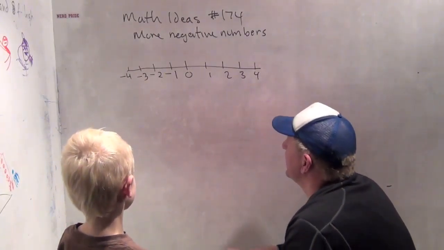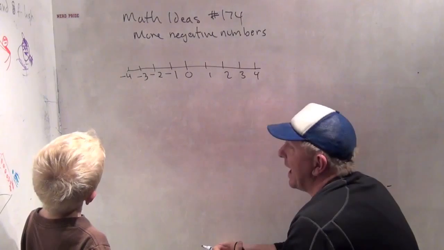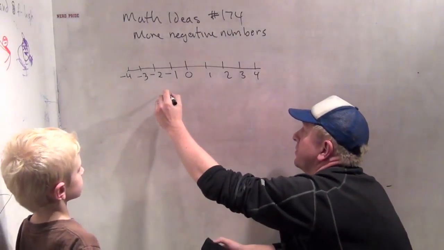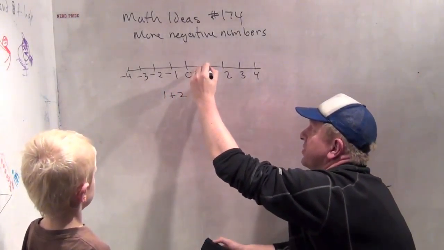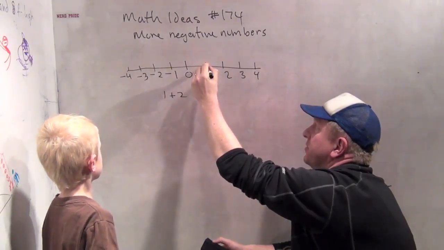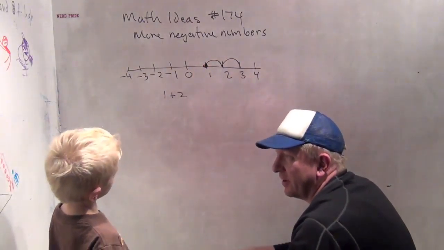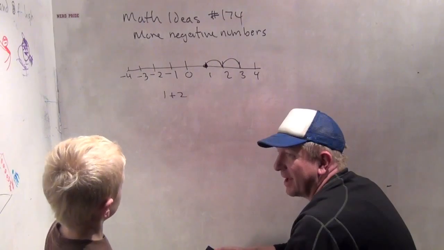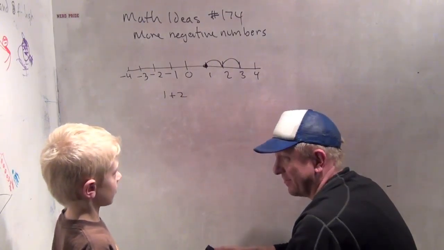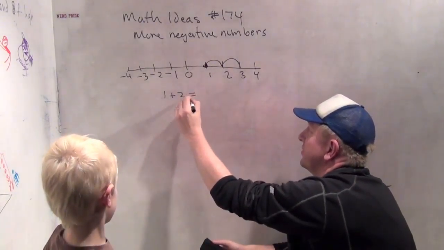So we said when we say 1 plus 2, it means you just start at 1 and you go over 2. Hop, hop like a frog. So 1 plus 2 is 3.